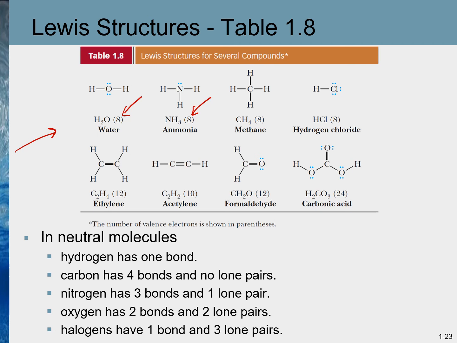Notice that in these molecules, each hydrogen is surrounded by 2 valence electrons. Each carbon, nitrogen, oxygen, and chlorine is surrounded by 8 valence electrons. Also, each carbon atom has 4 bonds, as you can see in these compounds. Nitrogen has 3 bonds and 1 unshared pair of electrons, as shown in this compound. Oxygen has 2 bonds and 2 unshared pairs of electrons, and chlorine has 1 bond and 3 unshared pairs of electrons. These unshared pairs of electrons are also known as lone pairs.